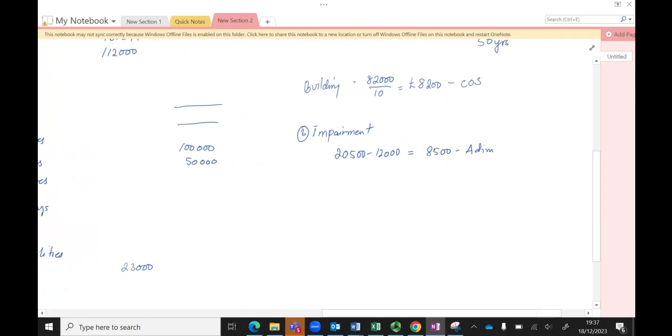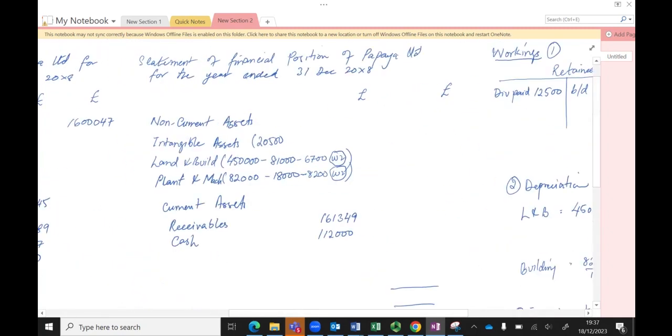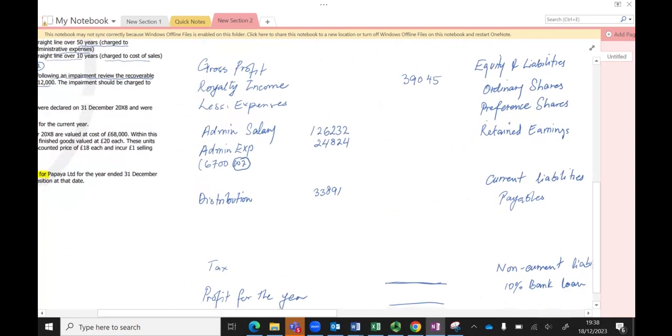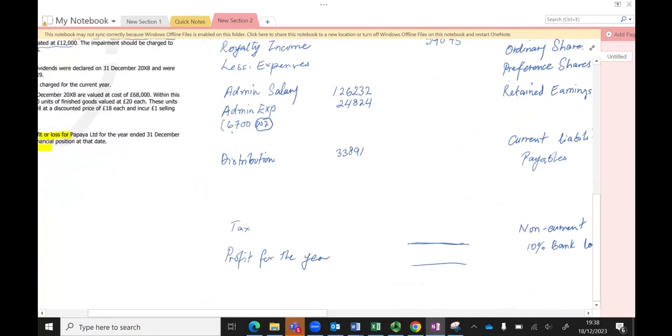Moving on to the impairment. So the impairment is £8,500. That needs to be subtracted from the intangible asset. Working number 3. And that should be charged to administration expense. So let's record it. 8,500. Working number 3.